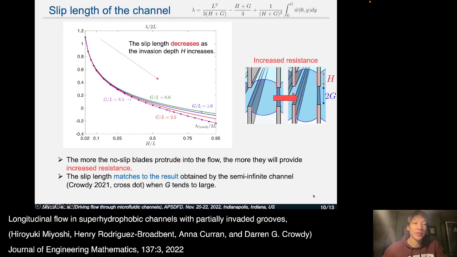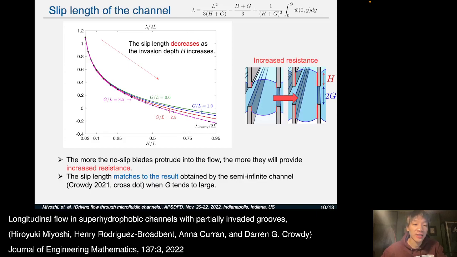And this is a graph of the slip length of the channel with respect to h over L. H is the invasion depth. As you can see, the slip length decreases as the invasion depth h increases. This is because the more no-slip rays protrude into the flow, the more they will provide increased resistance.